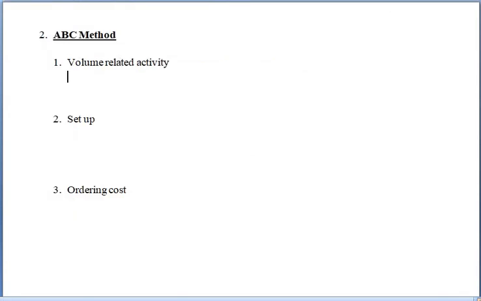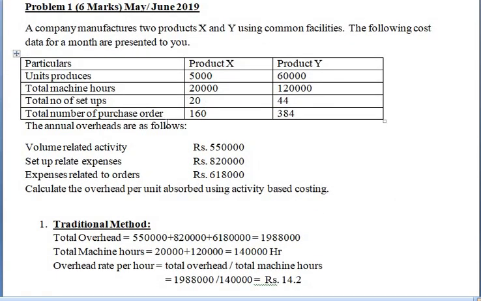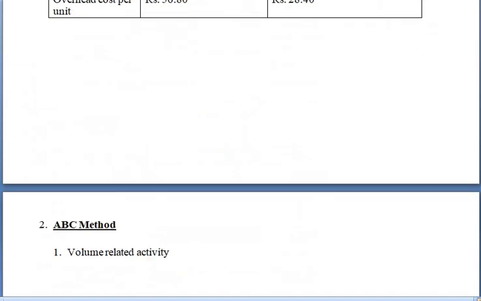Now move on to ABC method. So in ABC method, the total cost is absorbed through activity wise. So in this problem, there are 3 activities. So the first activity is volume related activities, the second one setup related activities, and the third one ordering related activities. So here allocate cost based on activity wise. So what's the first activity? Volume related activity.